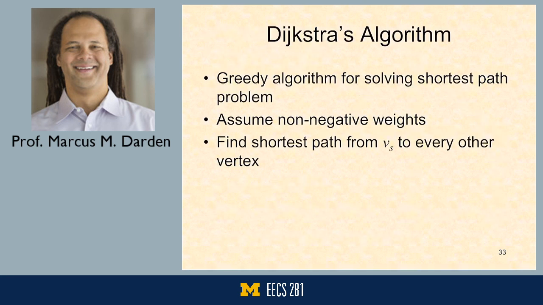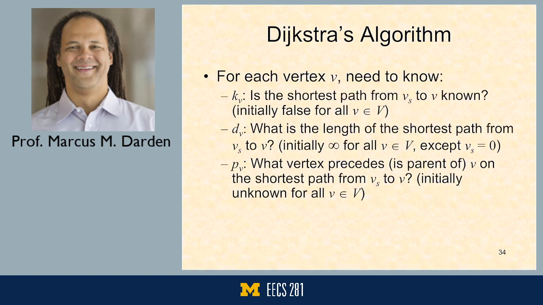So here's Dijkstra's algorithm. It's a greedy algorithm that uses aspects of dynamic programming, and it solves the shortest path problem. We assume non-negative weights, and we're going to find the shortest path from v sub s to every other vertex. This should look a little familiar because for each vertex, you will need to know the k sub v, the d sub v, and the p sub v. K: do we know the shortest path? K is in known. D: what is the length, the distance, of that path? And P: what vertex precedes that path?